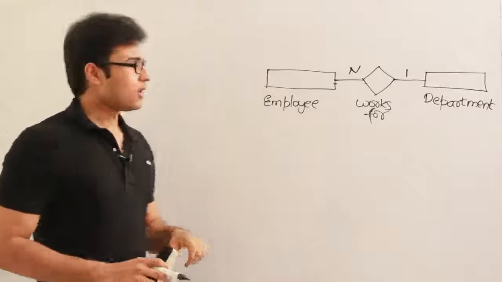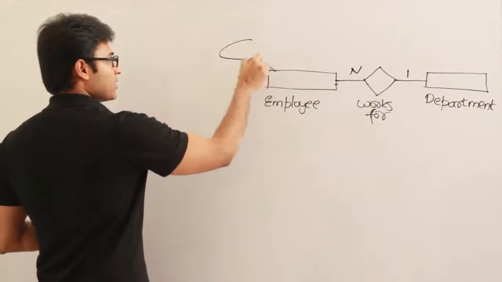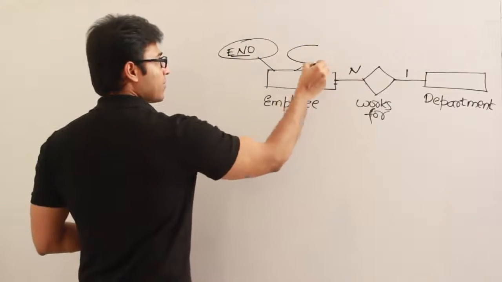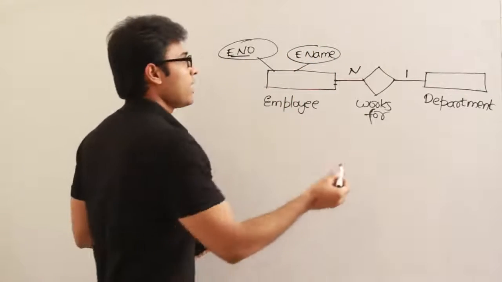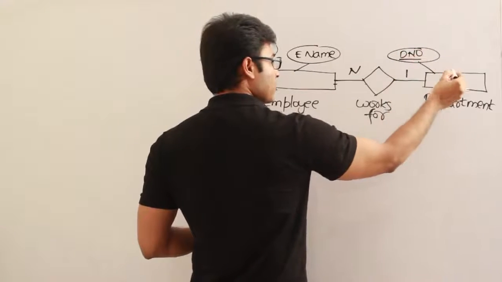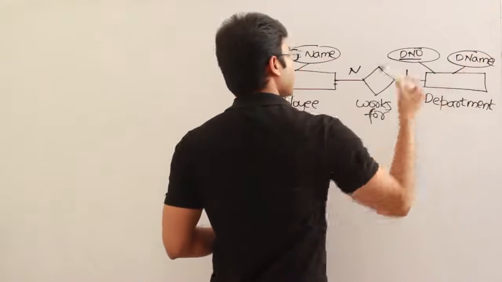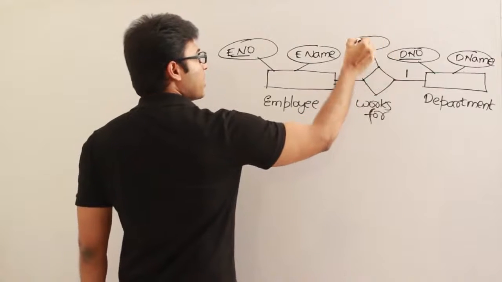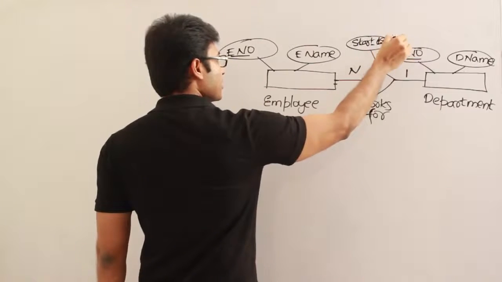Okay, now since these two are already strong entities, let us assume that there is employee number here, which is the primary key for this, so it is strong, and then employee name here, which is an attribute. And now here also we have department number, which is the primary key, therefore it is strong, and there is a department name, right? And let us say there is one attribute for this works for also, maybe the start date, the date in which he started working for that particular department.